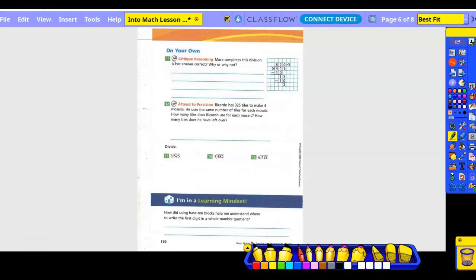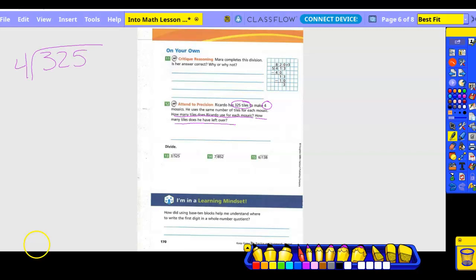Okay. Number 12, attention precision. Ricardo has 325 tiles to make 4 mosaics. He uses the same number of tiles for each mosaic. How many tiles does Ricardo use for the mosaic? How many does he have left over? So we're going to work that out real quick. Let's plot our information. 325 divided by 4.